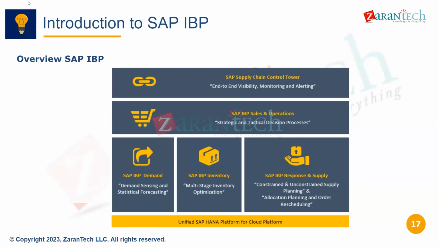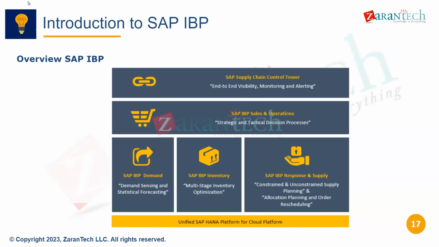Next is response and supply. Once you have the demand finalized, you have the possibility of creating the supply. You have two options: one is to create the constrained supply, and the other is to create the unconstrained supply. There are a lot of functionalities built into SAP IBP to define your supply plan based on your demand, keeping the inventory under control. So the bottom three functionalities of demand, inventory, and supply help you manage your production and overall operations management in the best possible way.